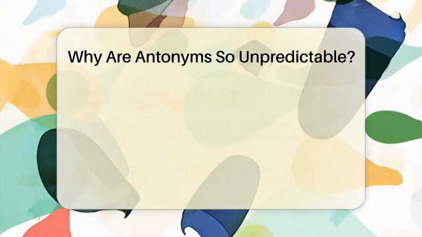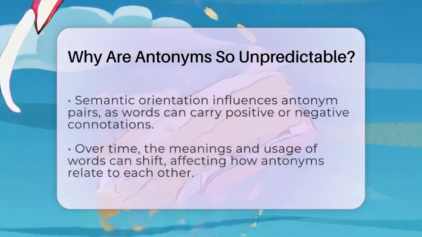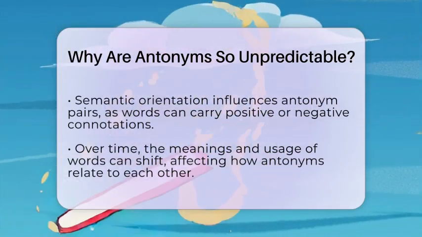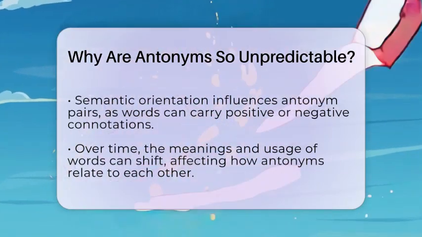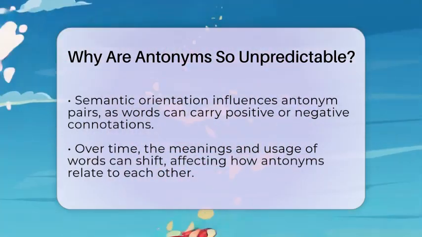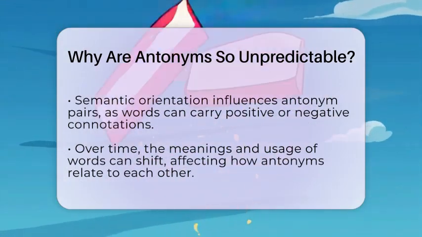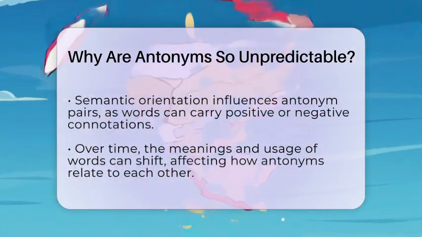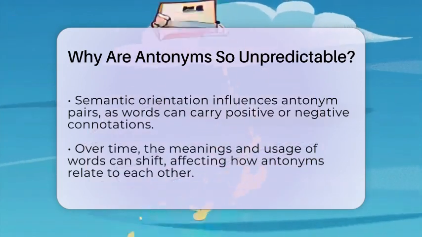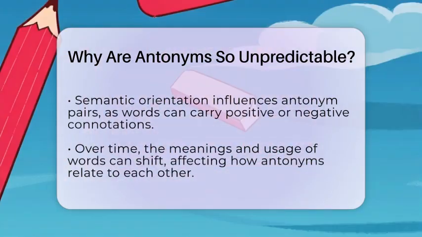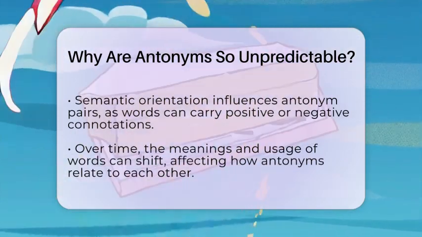Another reason antonyms can be unpredictable is because of semantic orientation. Words often carry positive or negative feelings, and one word in a pair might stand out more. For example, alive is often seen as more positive than dead, which can influence how we think about the pair. Plus, language is always changing. Over time, words can shift in meaning or be used differently depending on culture or the speaker. This can make the relationship between antonyms less predictable.